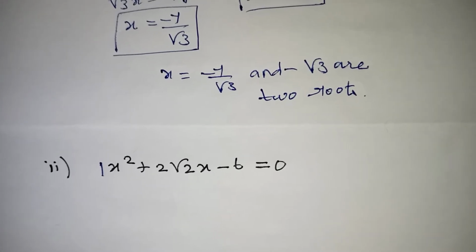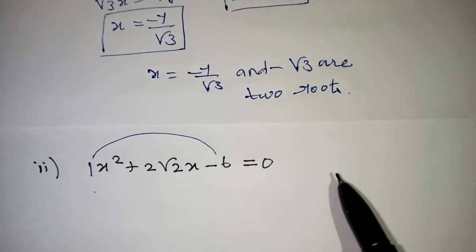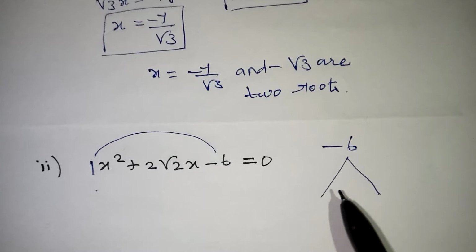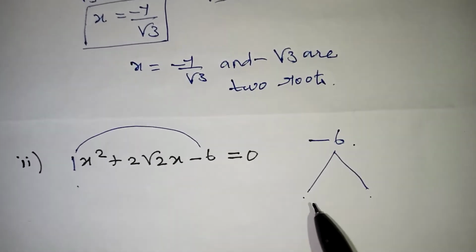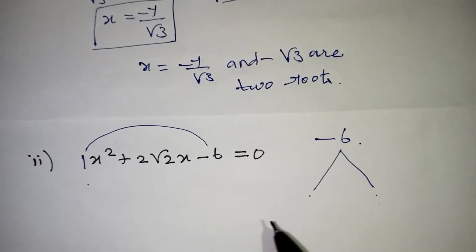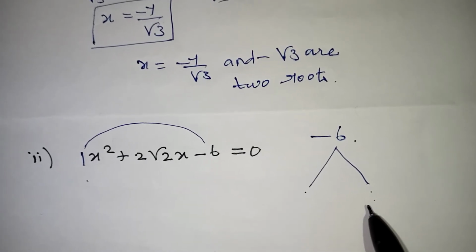As the first step to factorize, we have to multiply the first number and the last number. So 1 into minus 6, minus 6. Now minus 6 is our term. We need to find two factors so that while multiplying, minus 6 should come. While subtracting, since the minus sign is there, 2 root 2 should come. So we need to find the two numbers. Keep this in your mind.